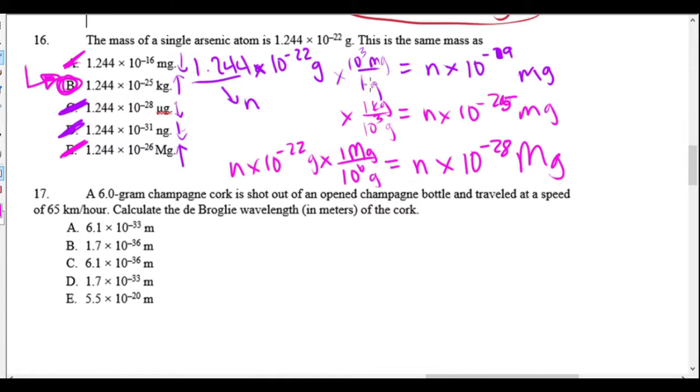So can you guys see why I said the exponent will go down and up here? If you look, it went from negative 22 to negative 19. So I guess I'm looking.